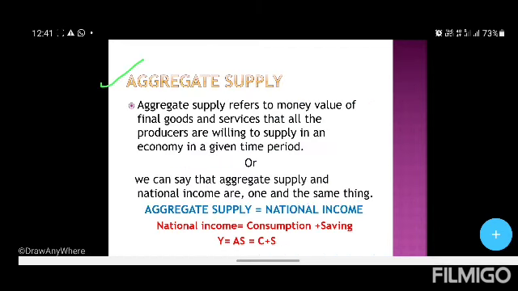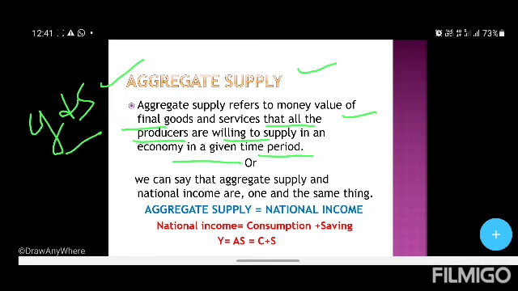Further, we have aggregate supply. Aggregate supply refers to the money value of final goods and services that all the producers are willing to supply in an economy in a given period of time. All producers in an economy, and their willingness to supply goods and services in a given period of time, that is called aggregate supply. We can also say that aggregate supply is equal to national income. They are one and the same thing.